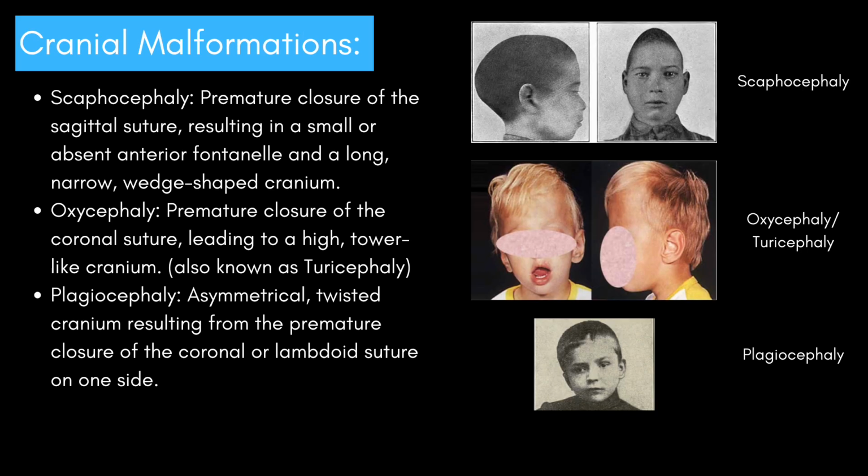Let's next take a look at cranial malformations. Scaphocephaly, premature closure of the sagittal suture, resulting in a small or absent anterior fontanelle and a long, narrow, wedge-shaped cranium. Oxycephaly, premature closure of the coronal suture, leading to a high, tower-like cranium, also known as pterocephaly. Plagiocephaly, asymmetrical, twisted cranium resulting from the premature closure of the coronal or lambdoid suture on one side.